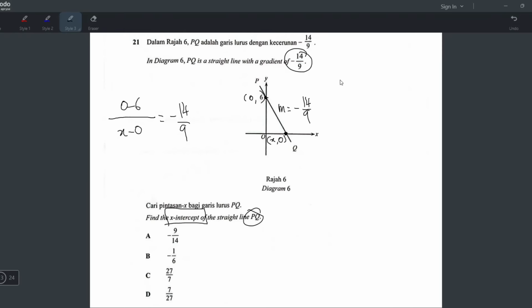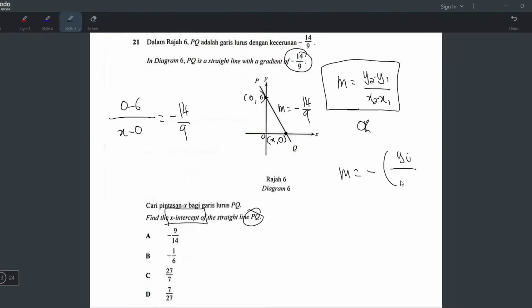Alright, there's actually another formula for gradient. This is the formula that we are used to, right? Find gradient. But there's actually another formula, which is negative y-intercept over x-intercept. But we seldom use this formula, very seldom, because it can only be used in certain cases. Only when the question gives the y-intercept and x-intercept can you use it. But the formula above can be used in all cases. That's why most of the time we just do this.